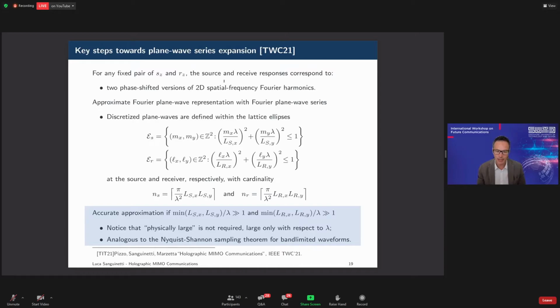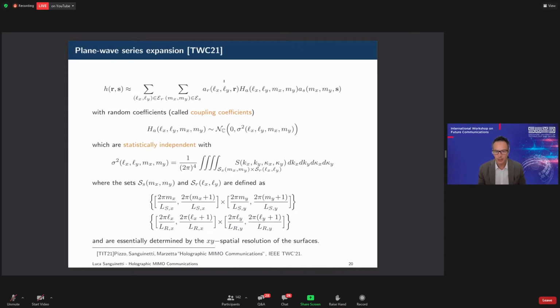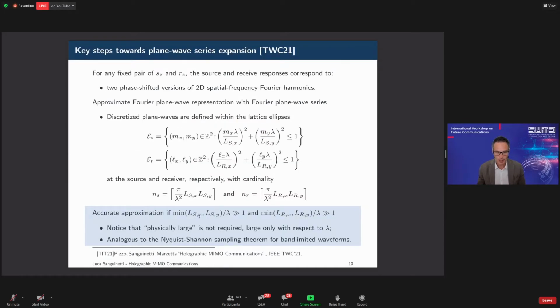As I told you, I'm not going to tell you the details of these steps, because they are simple, but tricky at the same time. What is important here is that we can get something which is very much accurate, but instead of being given in terms of integrals, it is given in terms of sums. And when I say the approximation is good, the approximation is good as long as the size of the array is bigger compared to the wavelength, which is the operating regime we are targeting in future wireless communication systems.